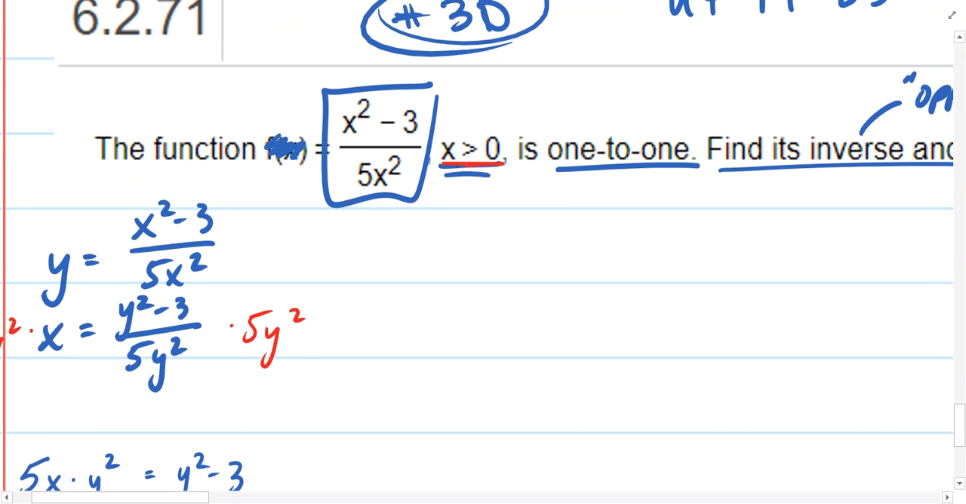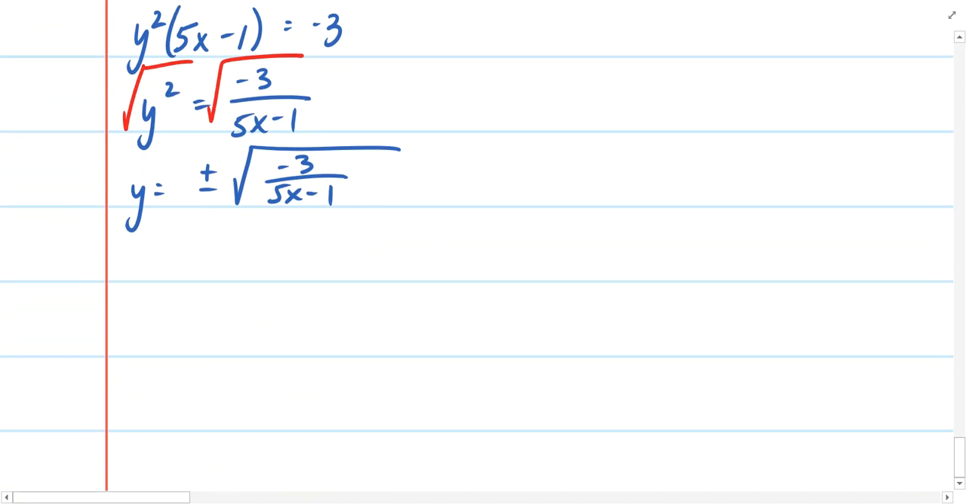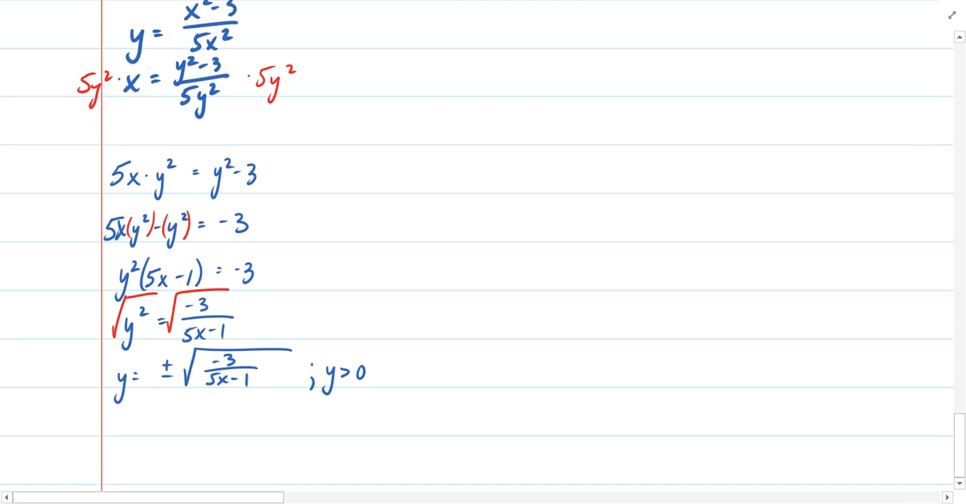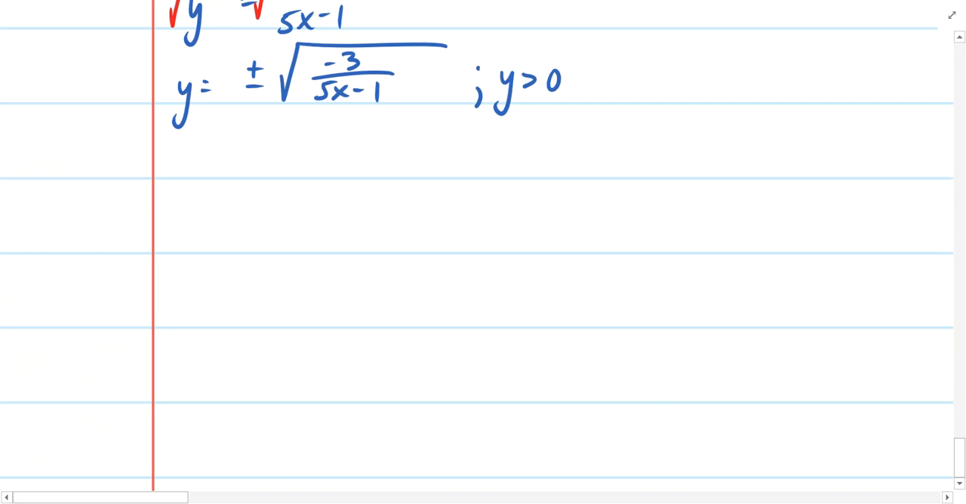Originally we were told that x must be greater than 0 in this case. And that's in our original equation, our original function. Well, recall that we switched x's and y's, so when we get to this point here, we must say that y must be greater than 0, because again, we're talking about opposites here. We reversed the x and the y, so when x was greater than 0 in the original, y must be greater than 0 in the inverse.